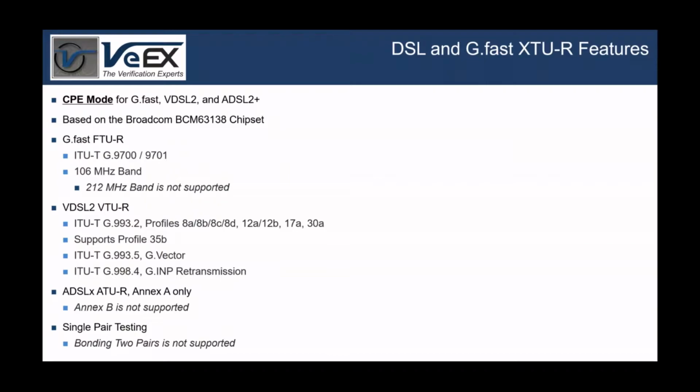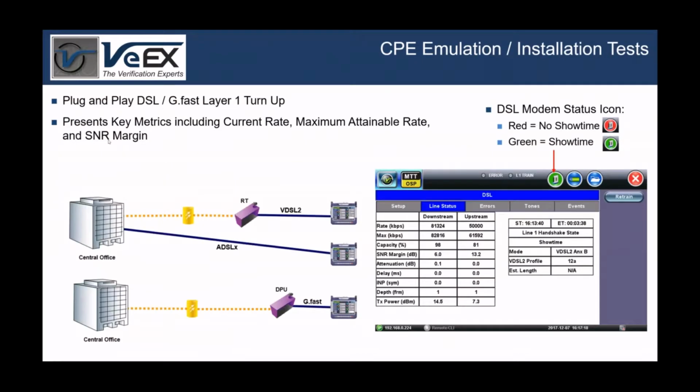VDSL2 FTU-R mode is supported for all profiles, 8 megahertz, 12 megahertz, 17 megahertz, and up to 35B. It is also compliant to the vectoring standards, G.993.5, and G.INP retransmission standard, G.998.4. Legacy ADSL ATU-R is also supported. This is for Annex A ADSL over POTS only. Lastly, all of this testing is for a single pair only.